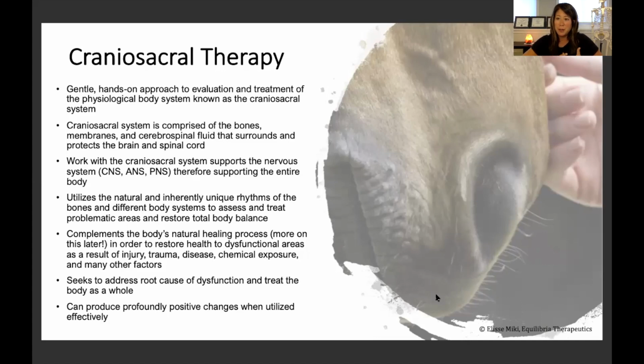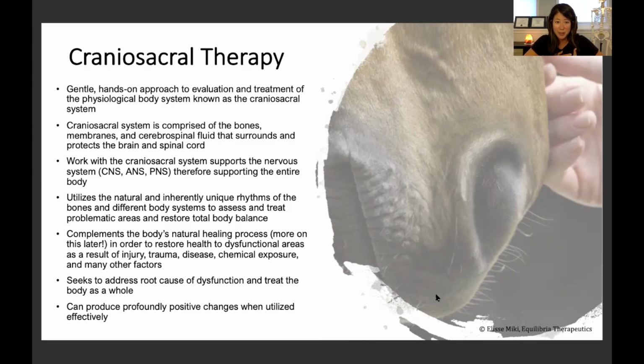We use craniosacral as an evaluation tool, so a way to assess what the horse is doing and how the bones are actually sitting in the cranium as well as throughout the spinal column. And we also use it as a treatment. So it can be both used as assessment and treatment. And it'll be treating primarily the craniosacral system.